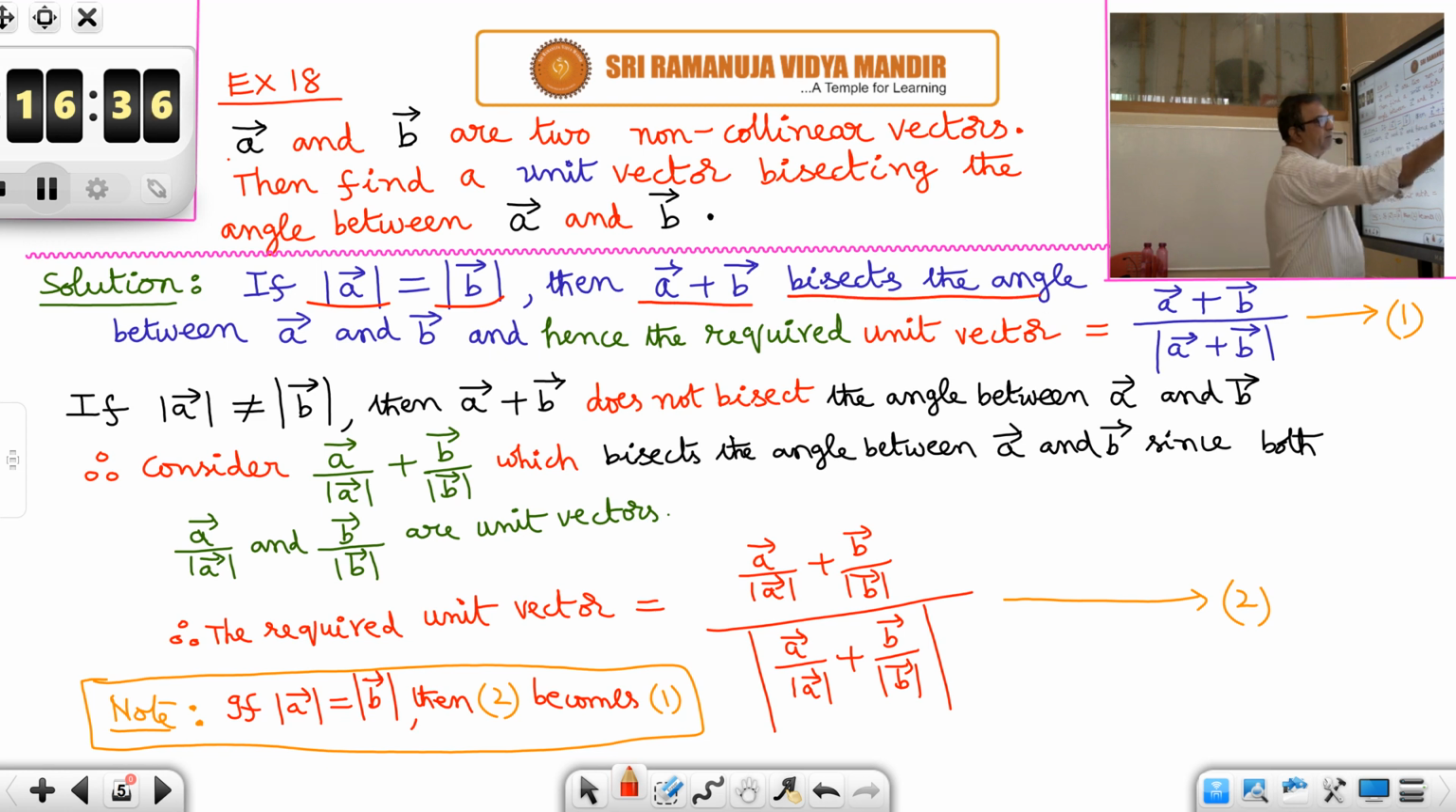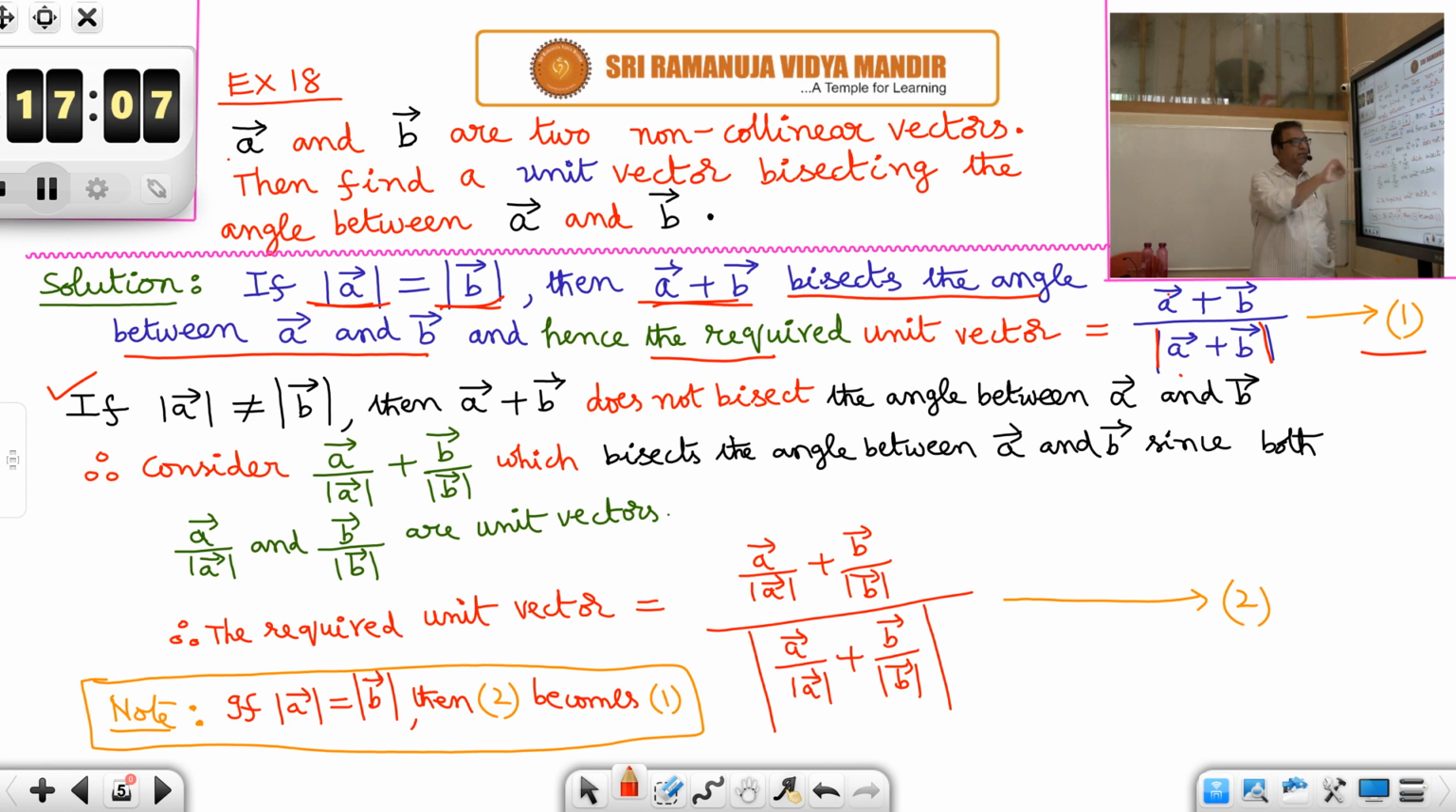A bar plus B bar bisects the angle between A bar and B bar because the parallelogram is now a rhombus, and hence the required unit vector is along A bar plus B bar. To get the unit vector, divide by its modulus: A bar plus B bar by mod of A bar plus B bar. That will give you the answer. This is the case in which mod A bar is equal to mod B bar only, where you have to adopt this procedure. Suppose second case, mod A bar and mod B bar are not equal.